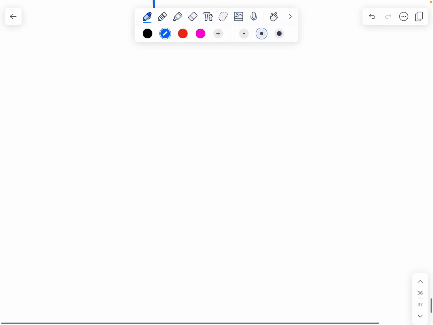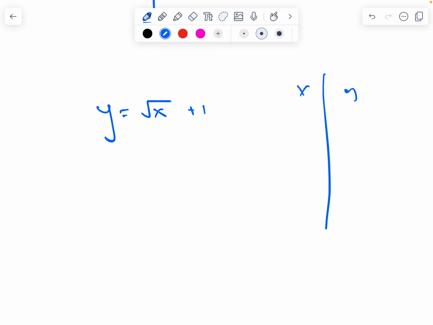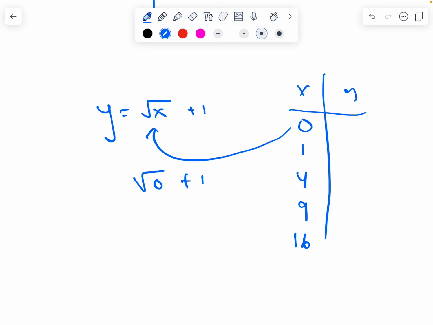Let's do another example. y equals the square root of x, plus 1. I'm just going to choose easy values like 0, 1, 4, 9, and 16. If I choose 0 and I plug it in there, then the square root of 0, plus 1, that's going to be 0 plus 1, I get 1.